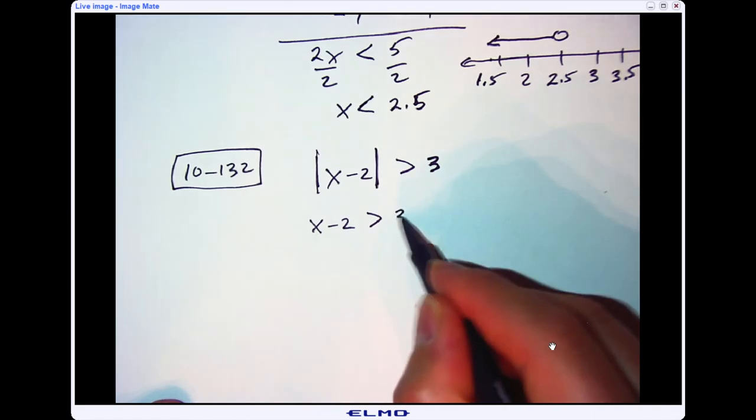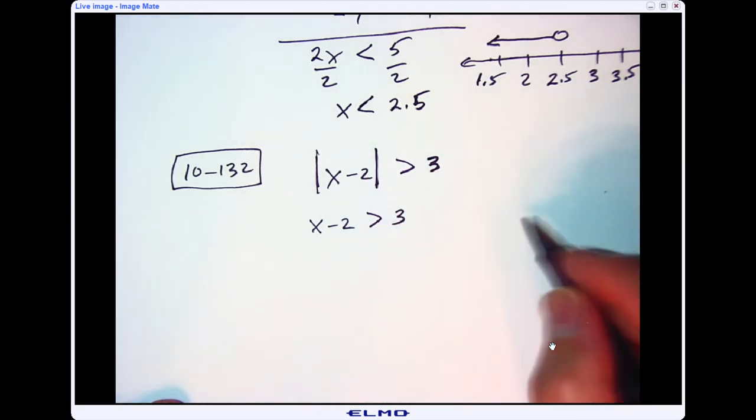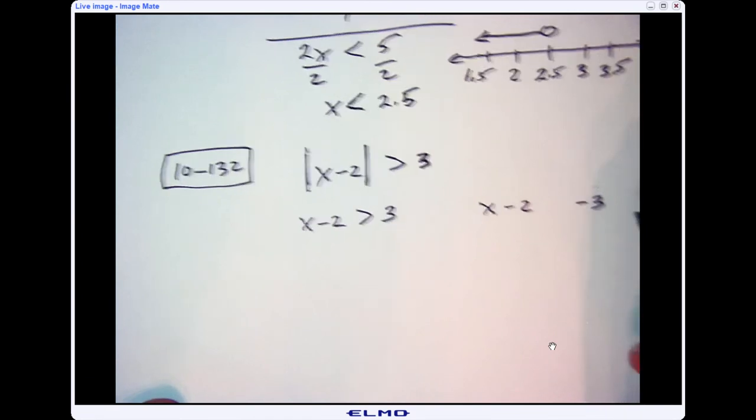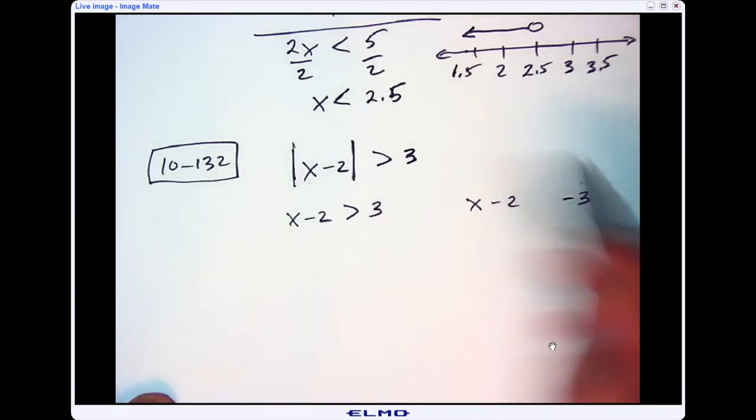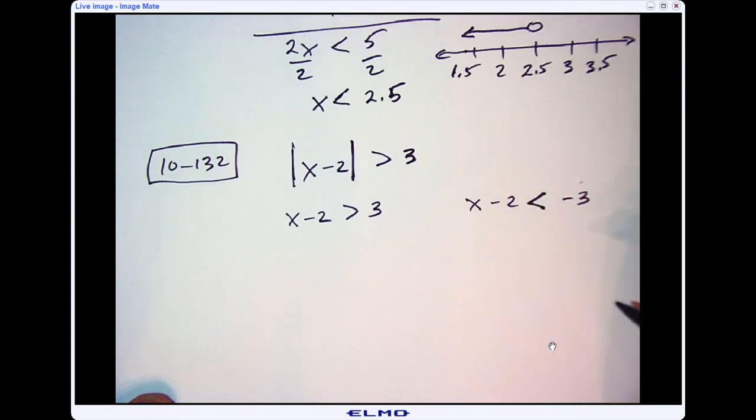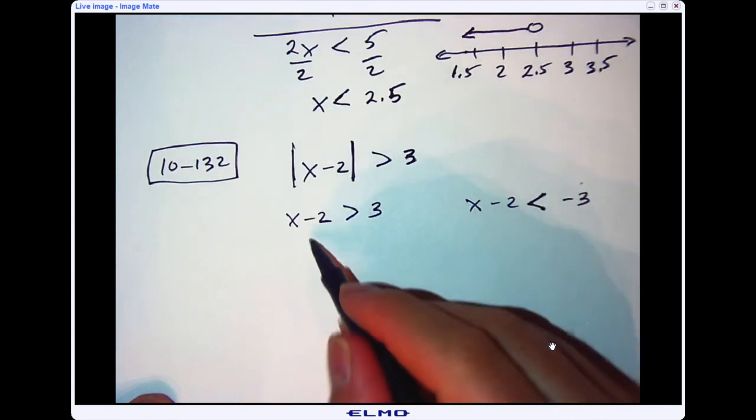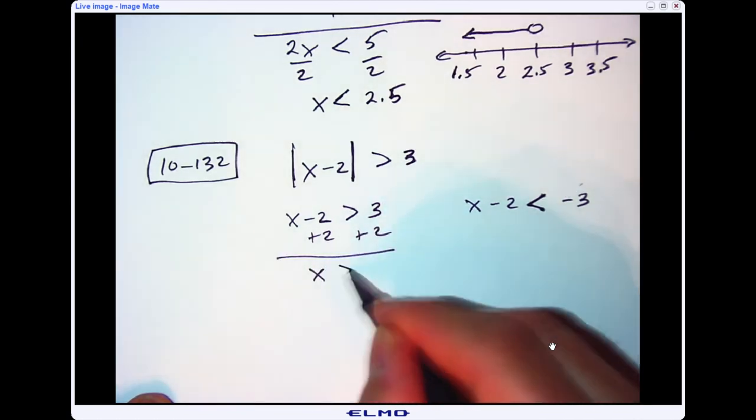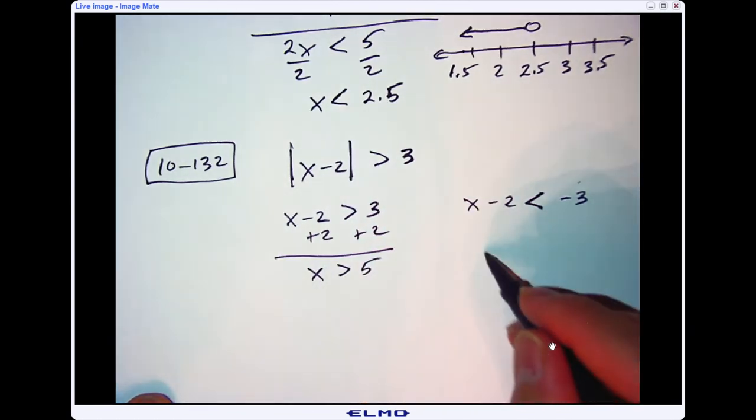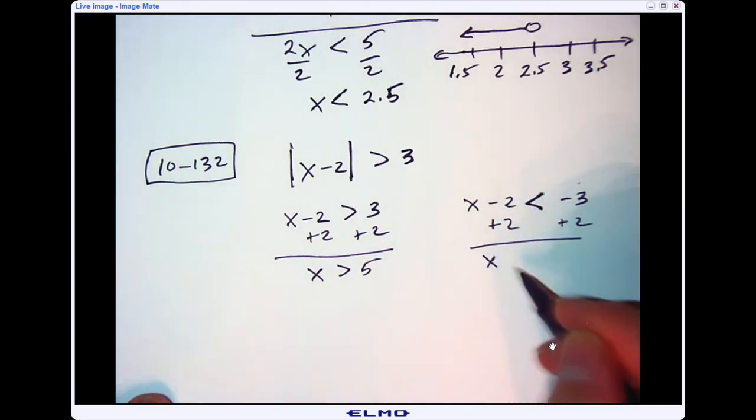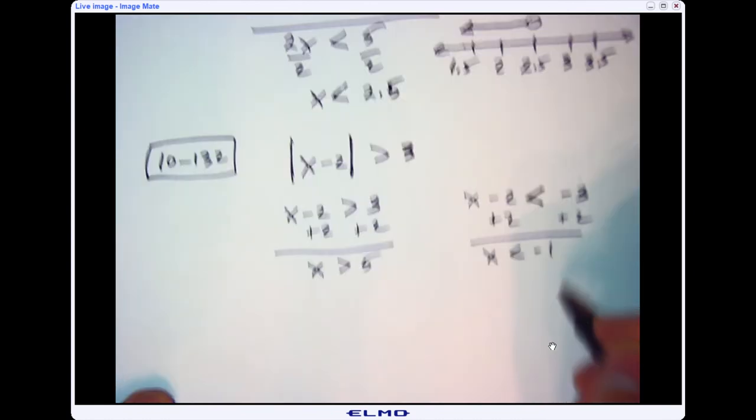It's already a plus 3, so I'm going to leave everything the same. For this other side, I'm going to change this to negative 3. And remember, when you change this from a positive to a negative, you have to switch the direction of your inequality sign. So I'm just going to backtrack, and now I have x is greater than 5, and when I backtrack this one, I have x is less than negative 1.